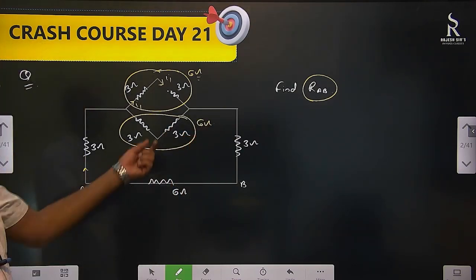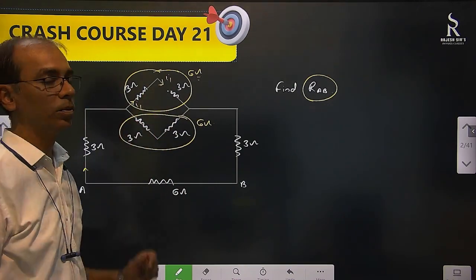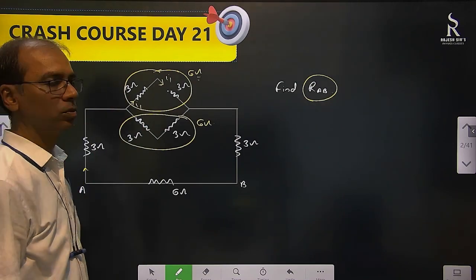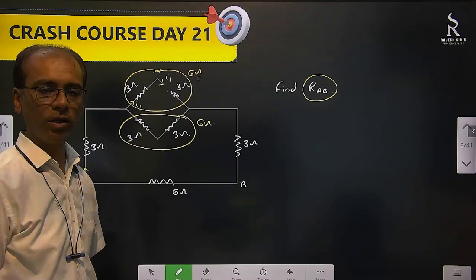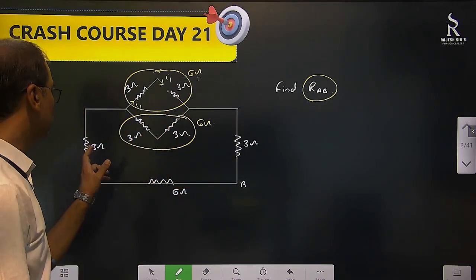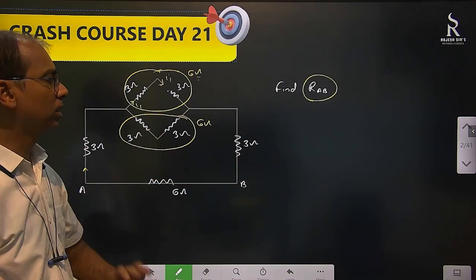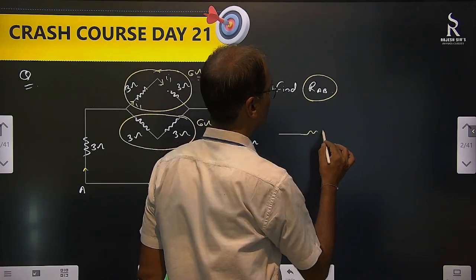Now this 6 ohm and this 6 ohm are parallel. So 6 ohm and 6 ohm in parallel means 3 ohm, R1 R2 by R1 plus R2, 6 into 6 by 6 plus 6, 3. Then this 3 and this 3 are in series, so 3 plus 3 plus 3 becomes 9. So here is 9.